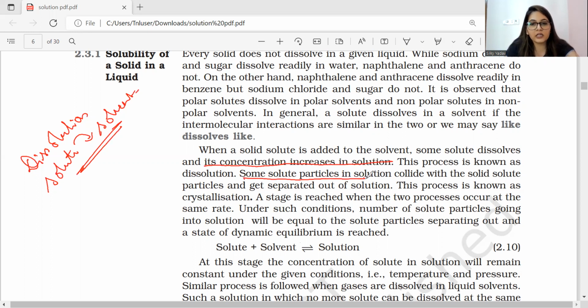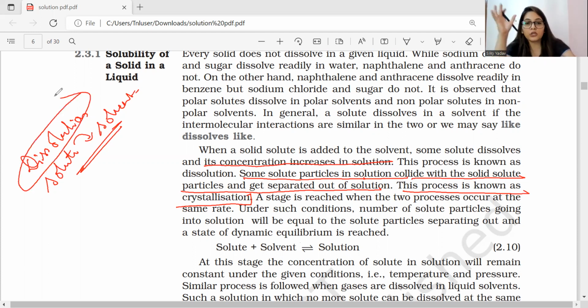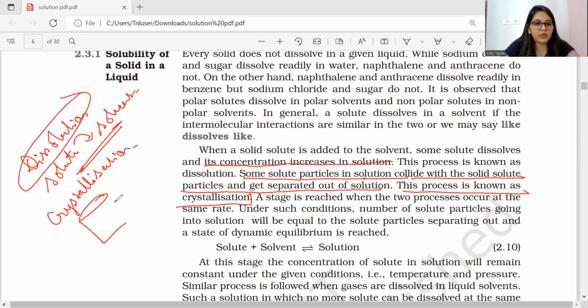Some solute particles in solution collide with the solid solute particles and get separated out of the solution, and this process is known as crystallization. Now see, what is crystallization? I've told you what dissolution is. Dissolution means when the solute is mixed with the solvent, a solution will be formed, right? But if we talk about crystallization, now see what is going to happen. Let's say you have put something in the water, let's say anthracene, and it is not getting mixed. So now crystals are getting formed here. Why? Because the particles which are not getting dissolved in the water will be collected at the bottom, right? And they will start forming crystals there.